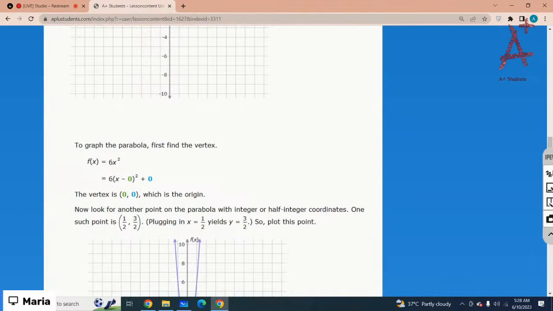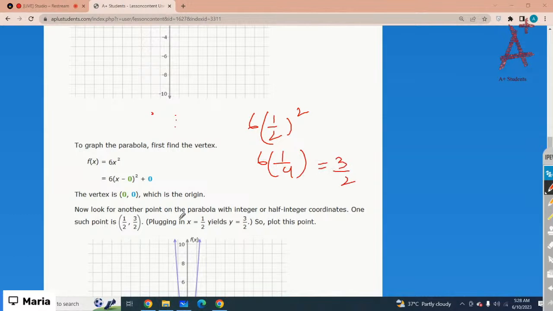You can put x equals 1/2 and it would be 6 times (1/2) squared. 1/2 squared is 1/4, so it would be 3/2. So the point is (1/2, 3/2). Just plot the point on the graph and you can see here is the parabola for the graph.